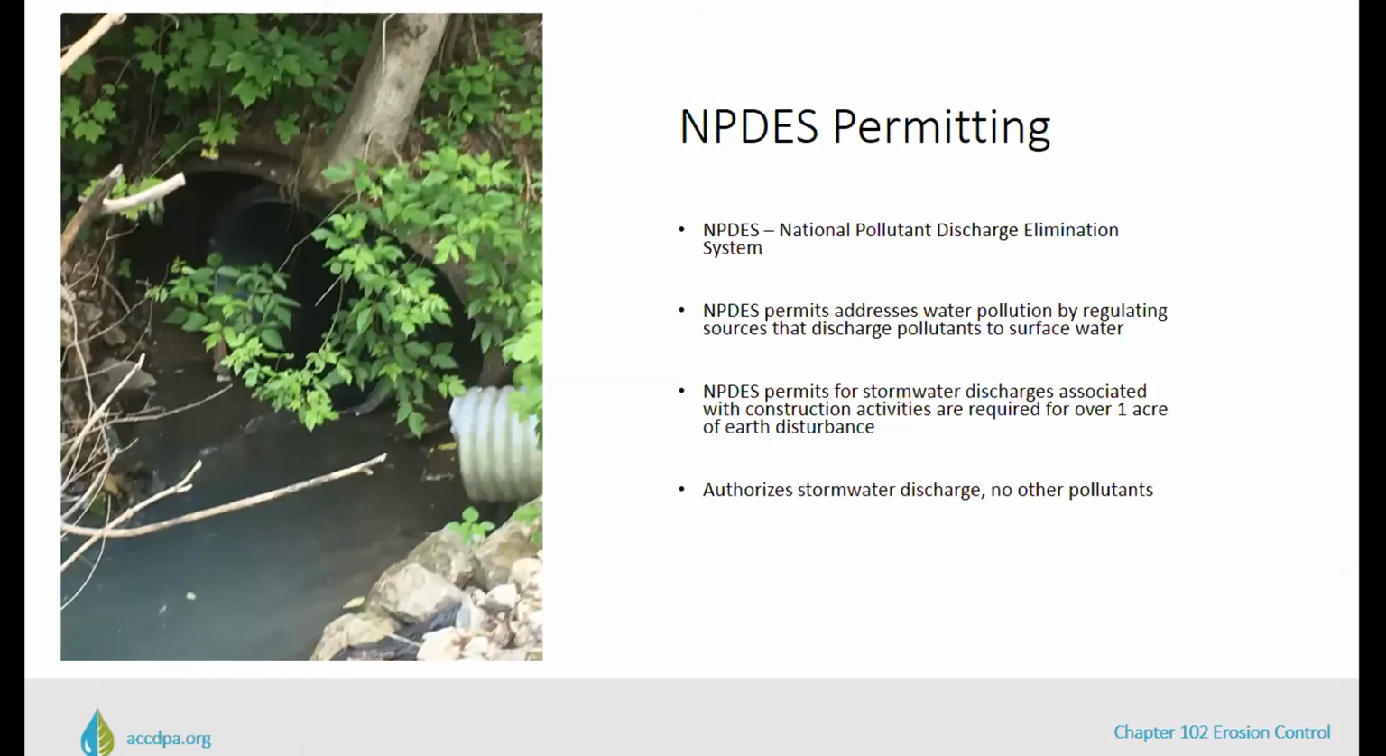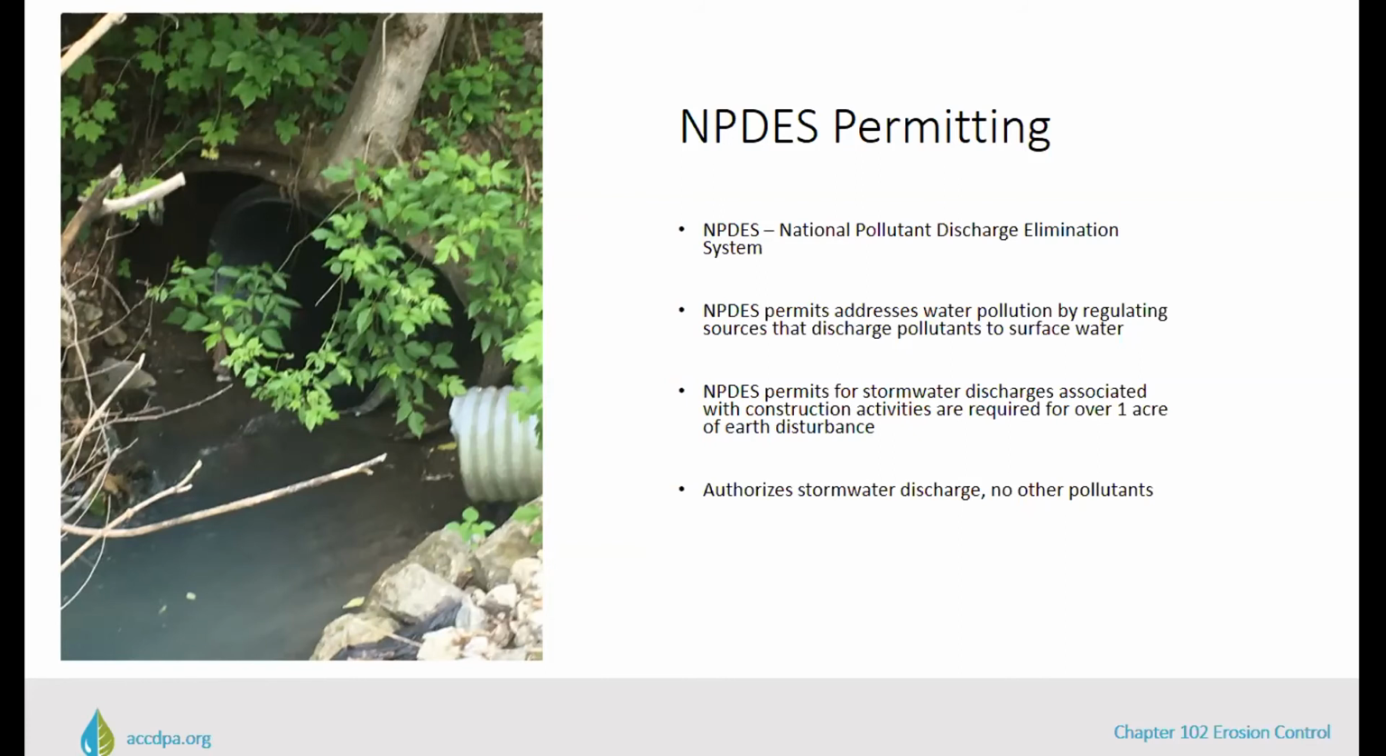So we know over an acre a permit's required. What is that actual permit? Nationally, the NPDES, or National Pollutant Discharge Elimination System, permitting system controls water pollution by regulating point source discharges. There are many NPDES permits and programs. They cover anything that would authorize the discharge of water. They include activities from sewer treatment plants to industrial wastewater discharge.